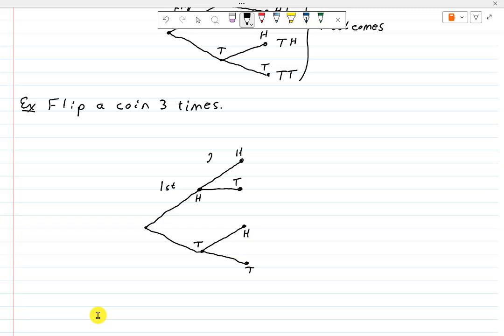Now, that was the second flip. On the third flip, each of these 4 outcomes has 2 possible places where they can go. I can, once again, go H or T. Now let's follow the branch. So if I start here at the beginning, I have H, H, H. So this is 3 heads when you flip the coin 3 times. And if I go along this, I have H, H, T.